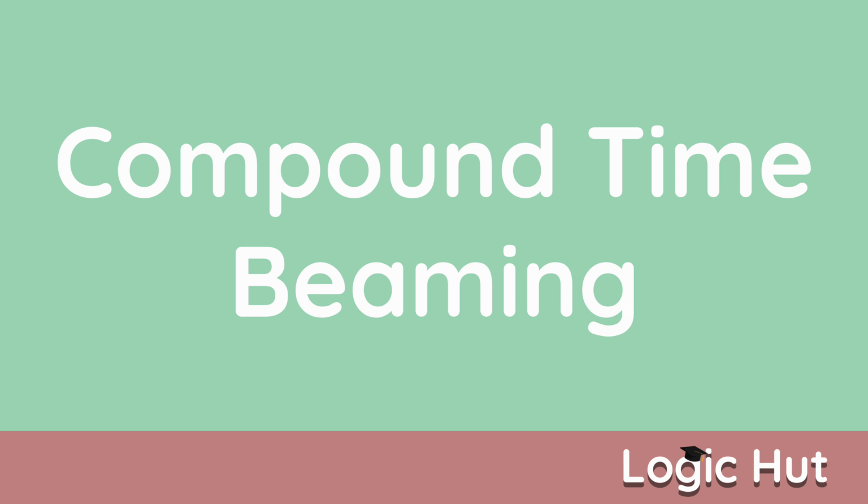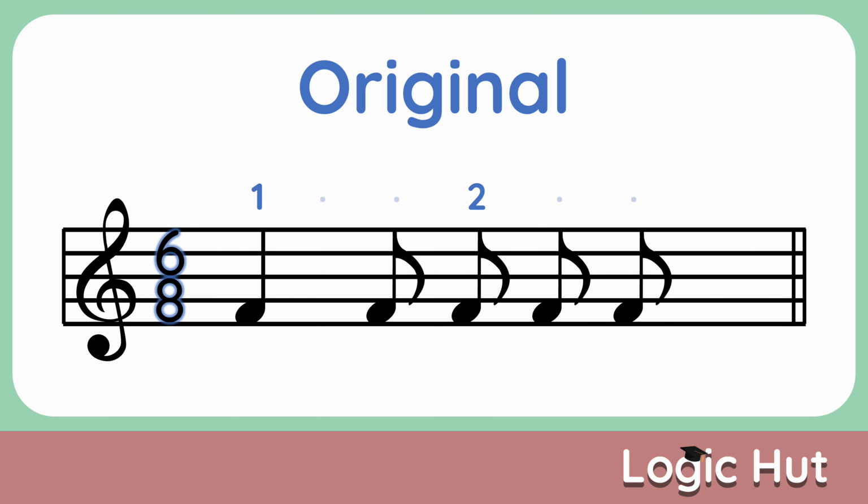For compound time beaming, the notes are similarly grouped to form one beat. However, this time, the beats span a dotted note. Here is an example in 6/8, which is 2 dotted crotchet beats in each bar.